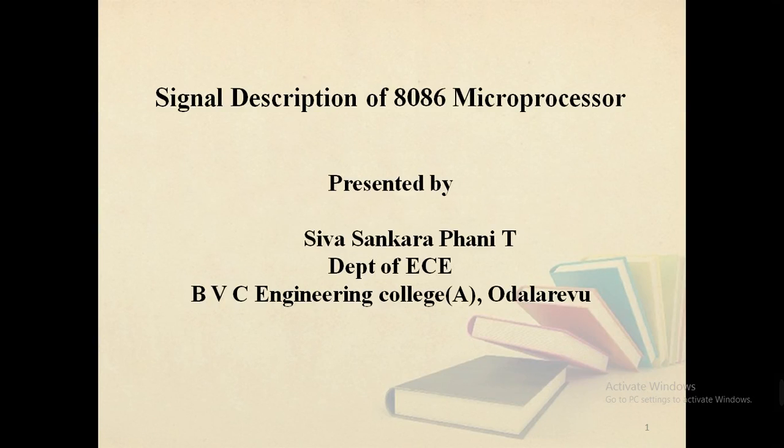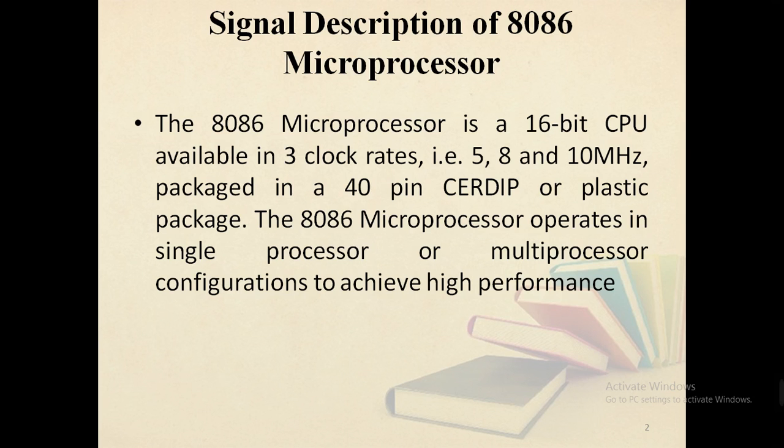In the previous slide, we discussed the architecture of 8086. Now, I am going to present the signal description of the 8086 microprocessor. Coming to the signal description, it is a 40-pin IC package, a dual inline package. The clock rate of this microprocessor is 5, 8 to 10 megahertz.